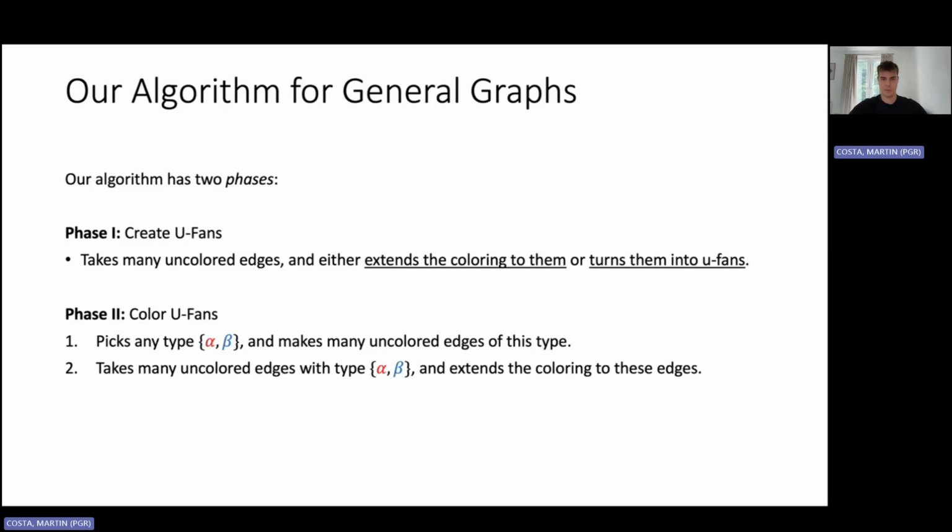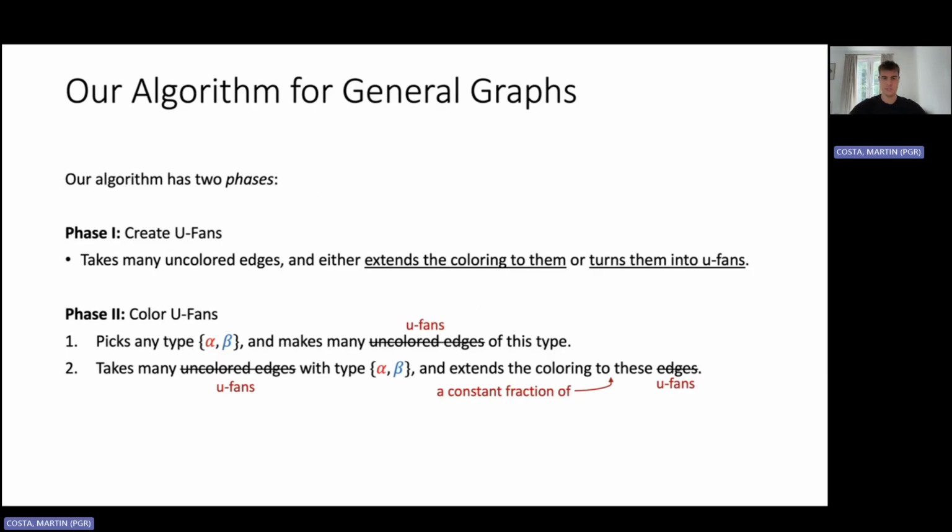So before, we had our algorithm for bipartite graphs, which picked some arbitrary type, made many uncolored edges of this type, and then took these edges that had the same type and extended the coloring to them. Now, we have an algorithm that does almost the exact same thing, but instead of doing this for uncolored edges, it does it for U-fans. And instead of extending the coloring to all of them, it can only do it to a constant fraction of them, by this property that when you flip these alternating paths in U-fans and extend the coloring, you're only coloring one edge and not both. And then the algorithm will repeatedly use both of these two phases in order to color the entire graph, okay?